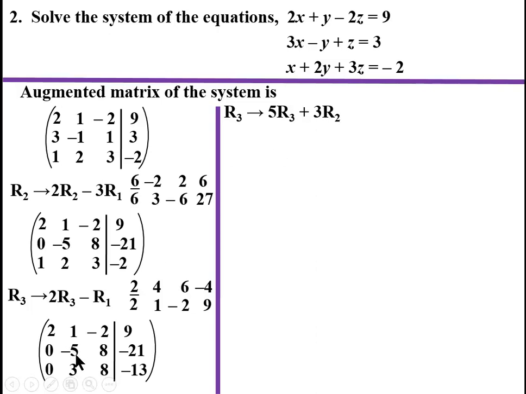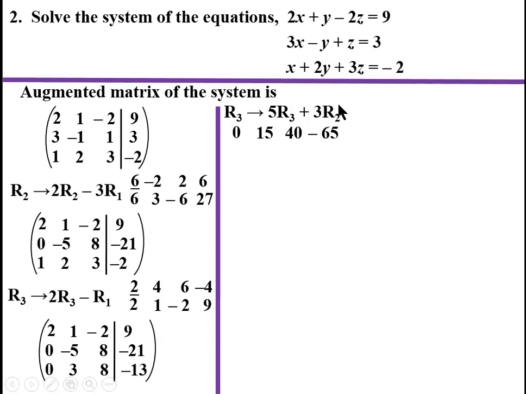We are multiplying this 5 by this 3 and multiplying this 3 by this negative 5. By the time we add, this 3 becomes 0. So we go, this is 0. So we go 5 row 3, that is row 3 multiplied by 5. 0 times 5 gives 0. 3 times 5 gives 15. 8 times 5 gives 40. And negative 13 times 5 gives negative 65.